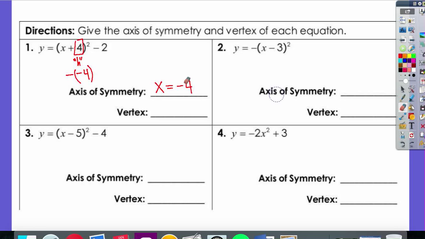And then we have to also pull out our vertex. So we know that this number inside the parentheses is representing the x value and it switched, and the number outside the parentheses is representing the y value of the coordinate of the vertex. So 4 was really originally a negative 4, and y is negative 2. So the point where this graph would change direction is at the point (-4, -2).